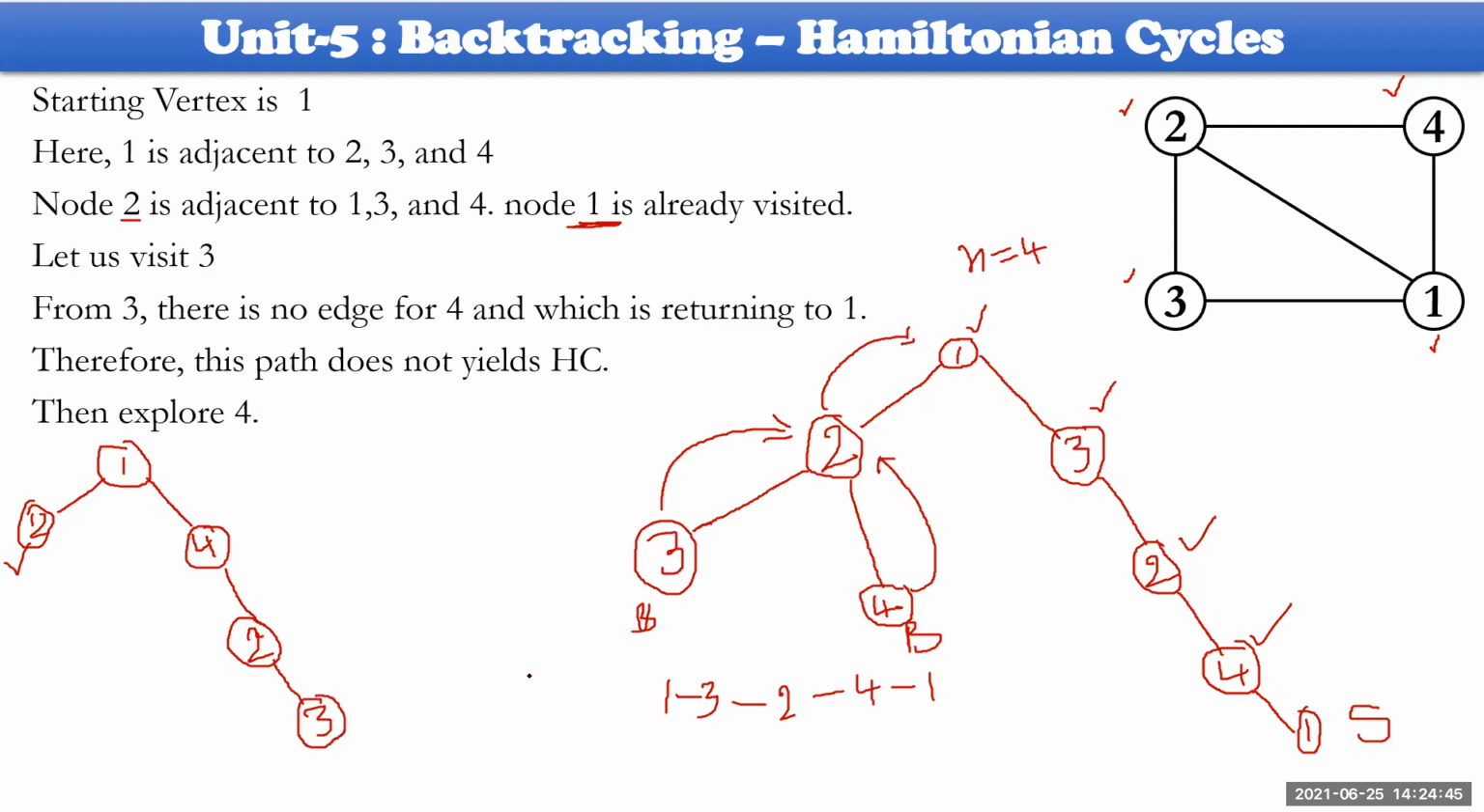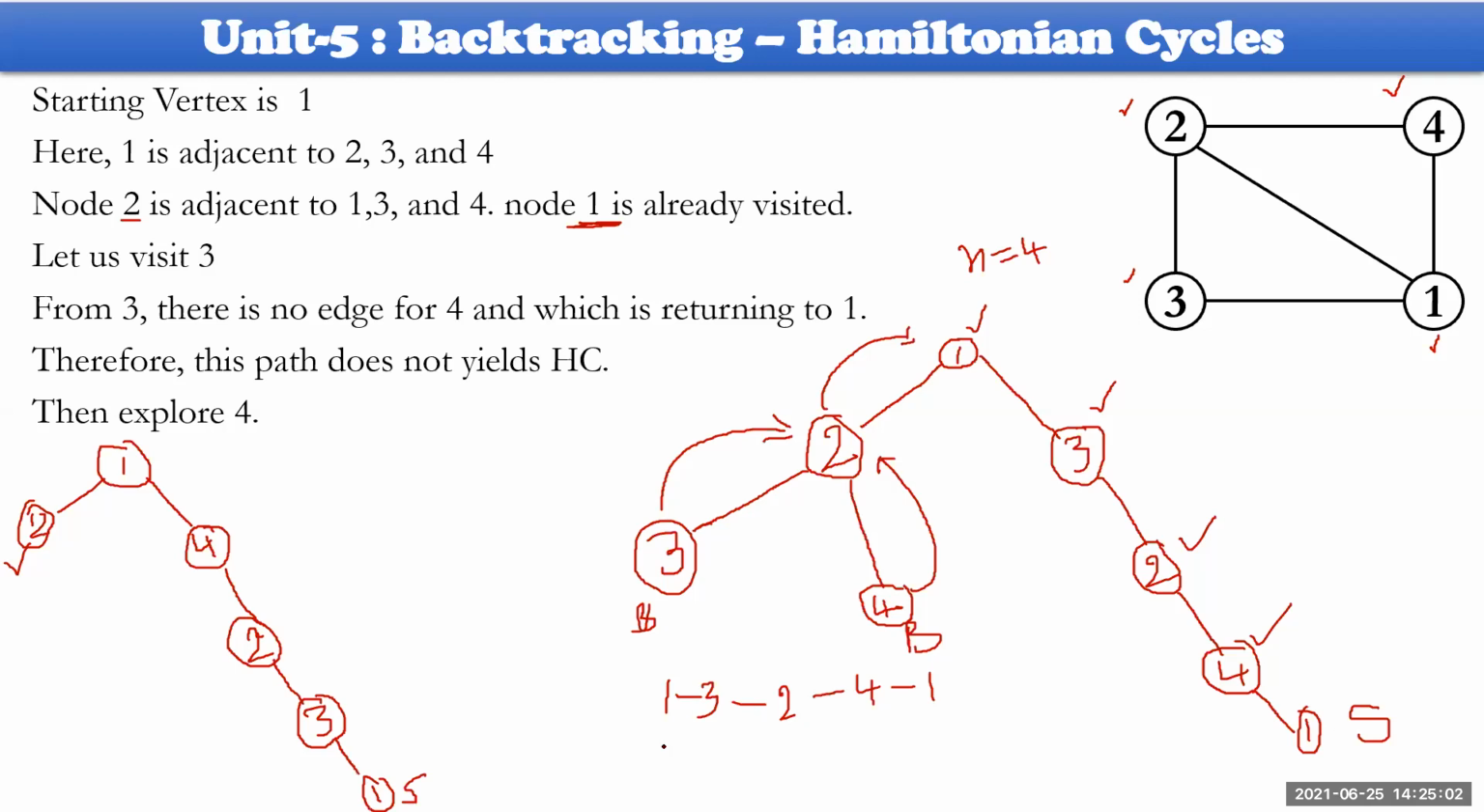So 3 is adjacent to 1 and 2. So 1 and 2 are already visited. And the number of vertices visited will be 4. So therefore the problem is over. Then we'd like to take 1 here. This is the complete Hamiltonian path. So it will be another solution.